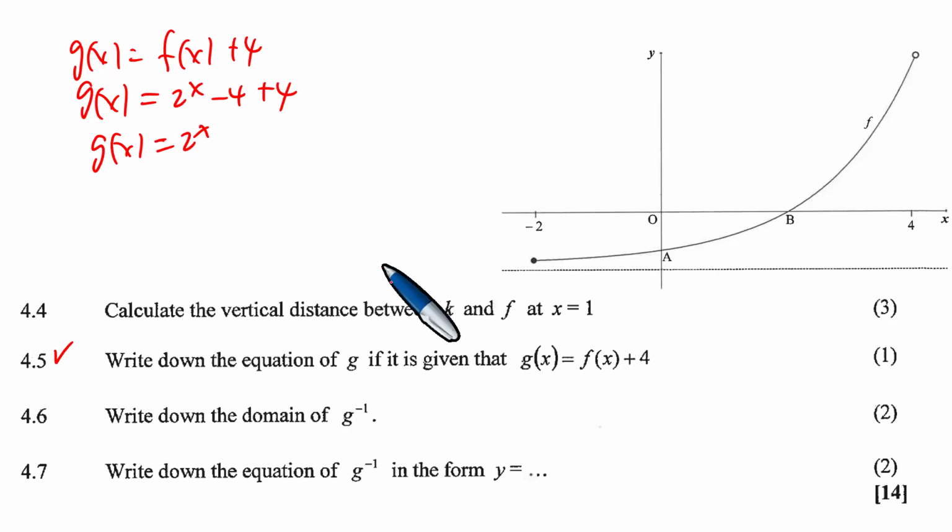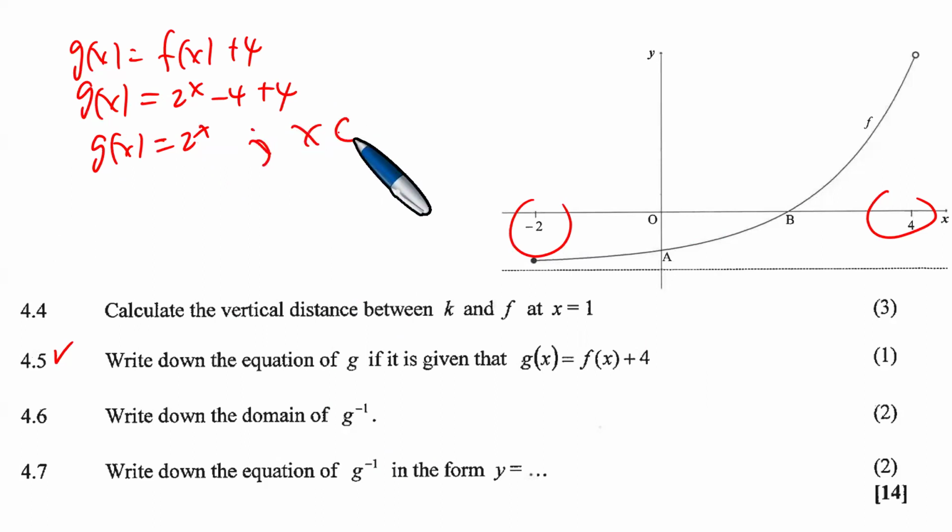So now this is the equation. The equation is 2 to the power x, but you need to take note of the fact that this function is between those two. So it is true here, but x is an element of the interval -2 closed and 4 open, because there's an open circle there. So that is the function g.